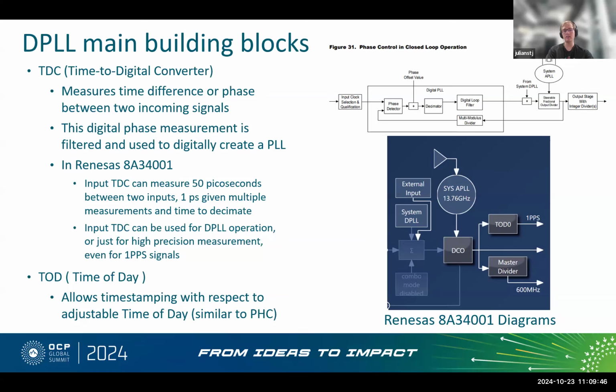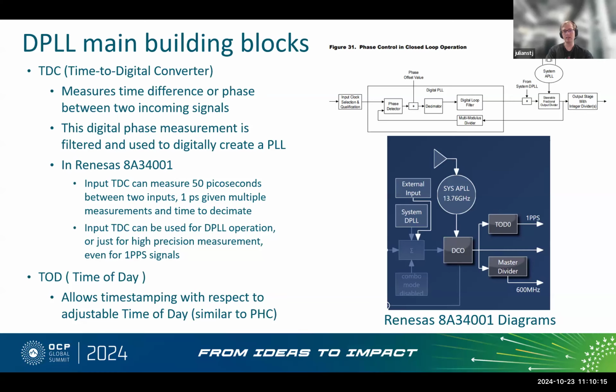The input TDC on the Renesas chip as well can be used in basically a measurement mode, similar to an instrument, where it can measure between 2 devices. It doesn't generate any outputs from it, but it will measure the phase difference between 2 input signals, even for 1 PPS signals, down to 50 picoseconds. So you can measure 1 PPS to another at approximately 50 picosecond resolution, or 1 picosecond if you know that they are frequency aligned and not drifting with respect to each other.